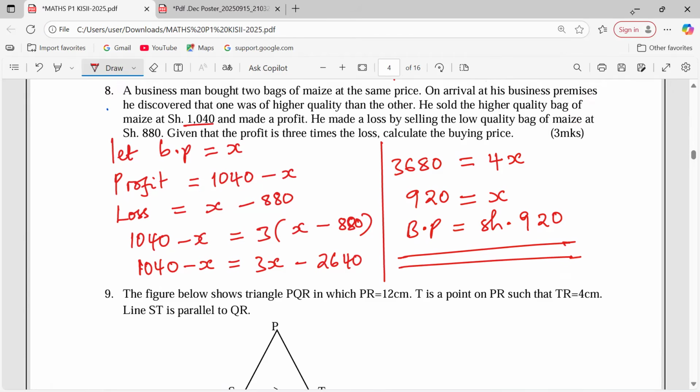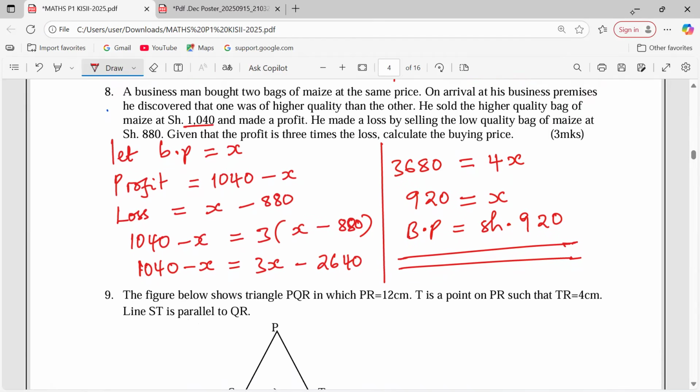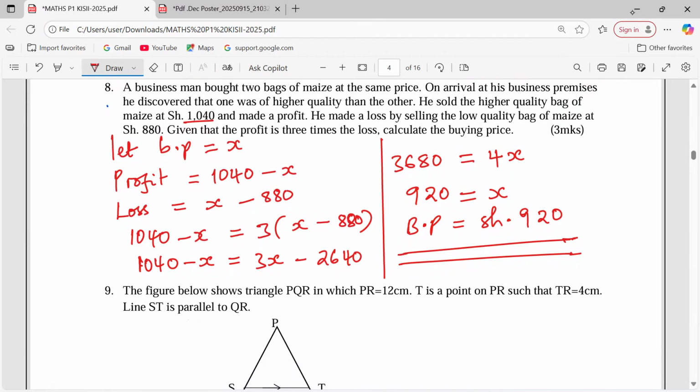920 Kenya shillings. A very good question. Very good question. Thought-provoking, actually. And I like it. I hope you also like it.